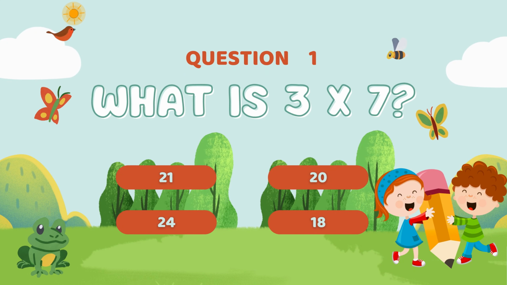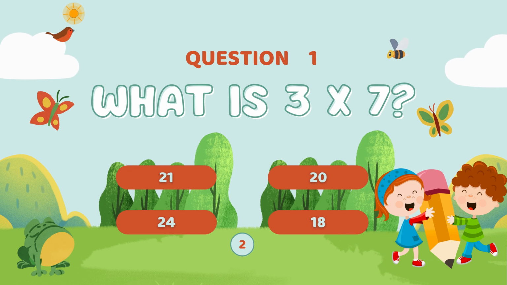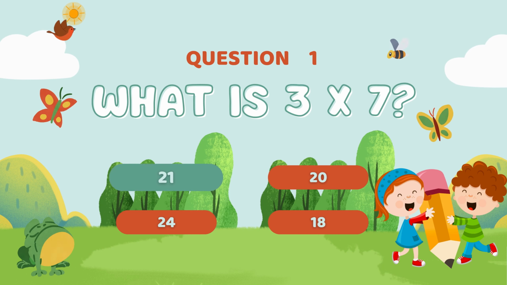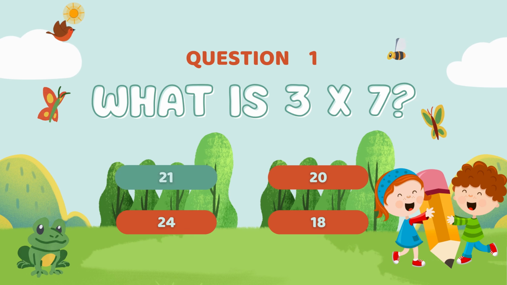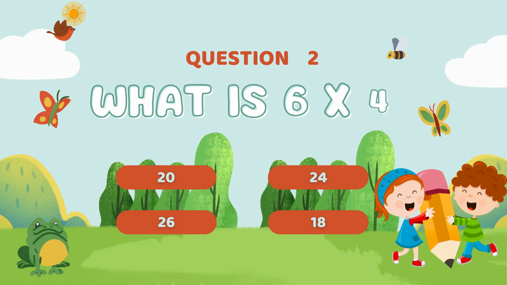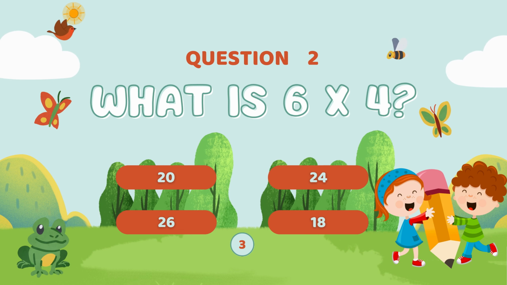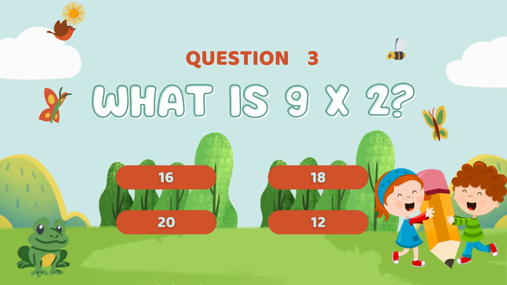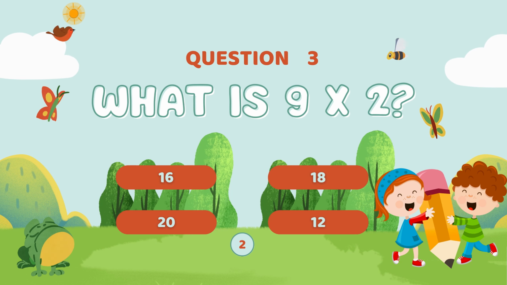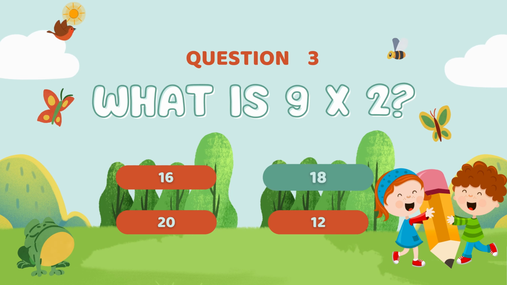Question 1. What is 3 times 7? 21. Question 2. What is 6 times 4? 24. Question 3. What is 9 times 2? 18.